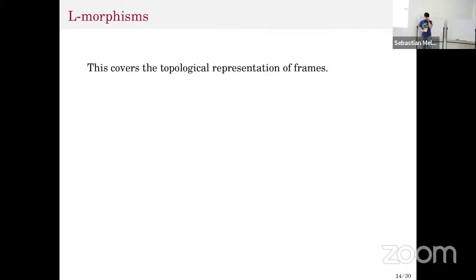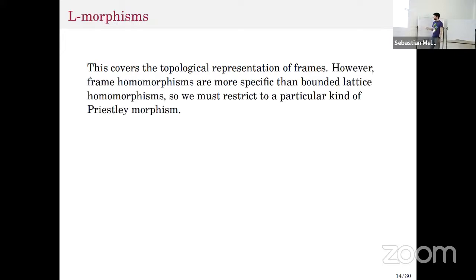So remember the goal was to get this topological representation for frames. And we have kind of achieved that. We have found these Priestley spaces. And we have not talked about frame homomorphisms because Priestley spaces just have Priestley morphisms which correspond to bounded distributive lattice homomorphisms. So they don't necessarily preserve arbitrary joins.